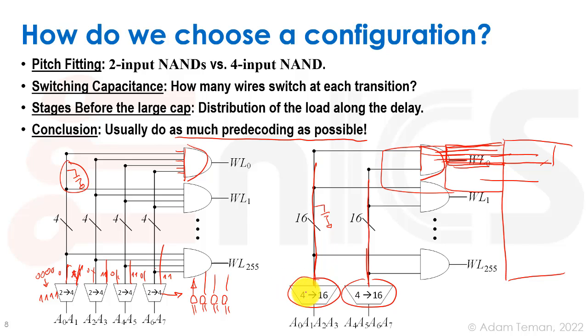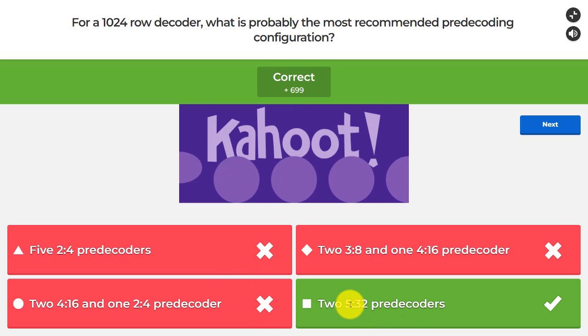On the other hand, with a bigger decoder like a 4 to 16 decoder, we can break it down into several stages and provide logical effort to drive this large load at the output. So we're going to want to do pretty much as much pre-decoding as possible. And back to the answer to our Kahoot, we really saw that 2 5 to 32 predecoders are probably the best solution. Note that we can use the other configurations.